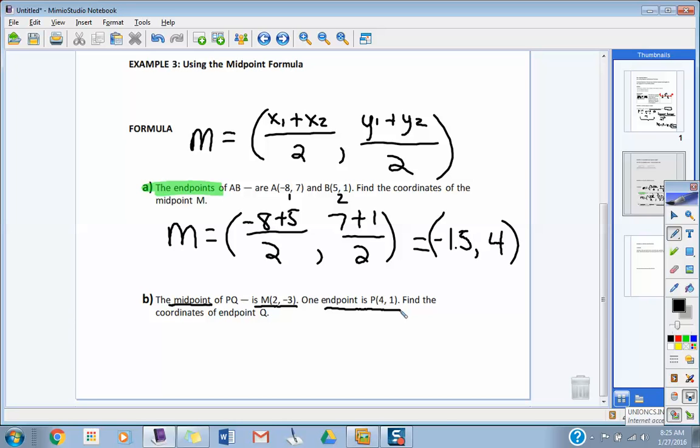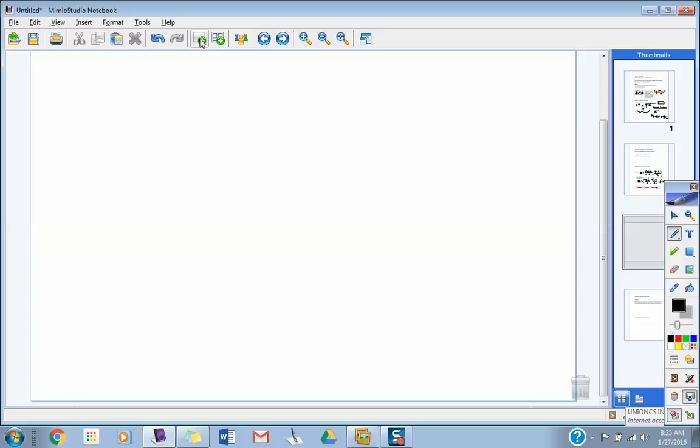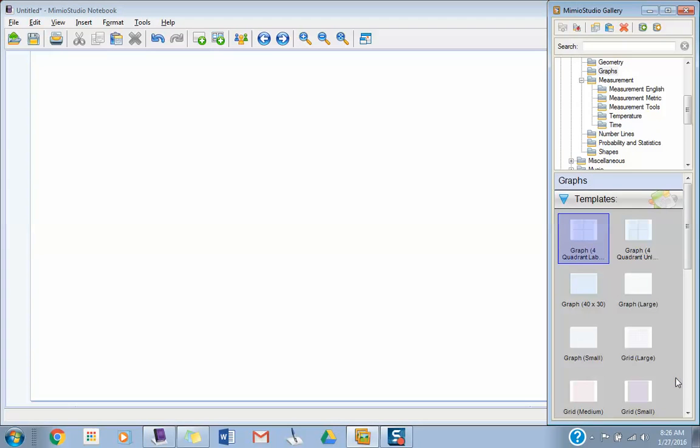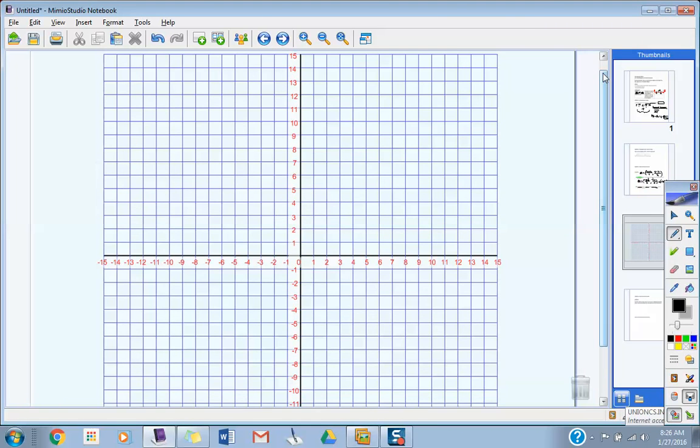So let me show you how this is going to look. All right. You guys remember those points. So instead of giving 2 endpoints, they're giving you an endpoint and the midpoint. You need to find the other endpoint. All right. So let me get a graph here. Okay, what was the midpoint they gave you, kids? In example B, what was the midpoint? What coordinate? 2, -3. So right 2 and down 3.